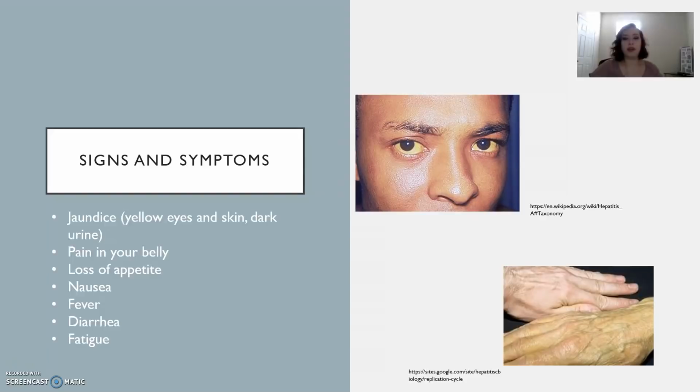So you can see here in this person that the eyes are really yellow where it's supposed to be really white. And it's kind of hard to notice yellow skin because, well, you have to know how they looked before they had the yellow in the skin. Most patients will tell you the skin looks yellow. So here's a good picture of yellowed skin.